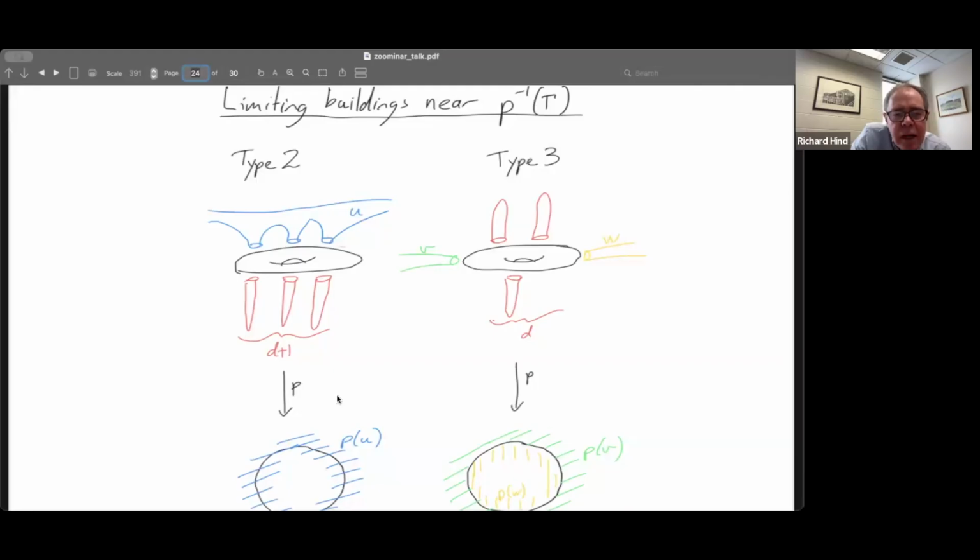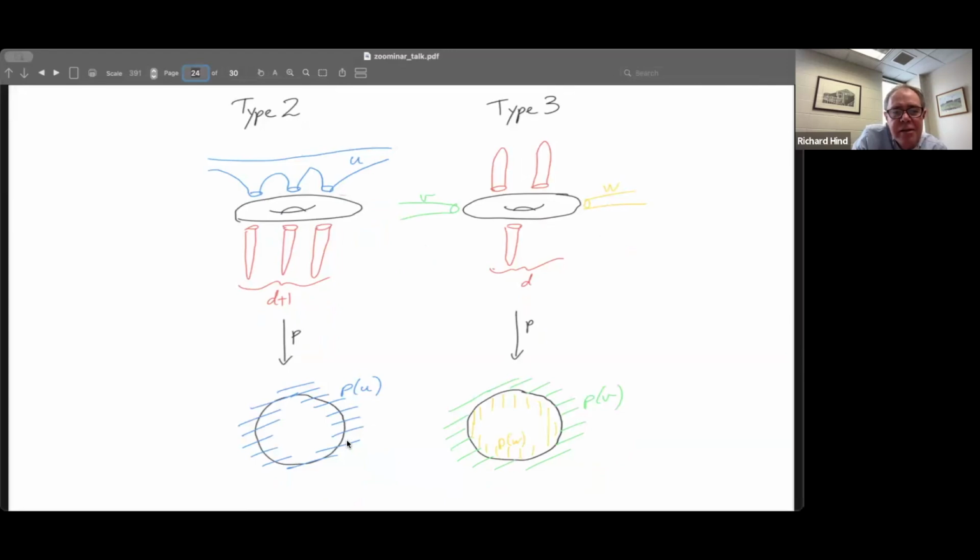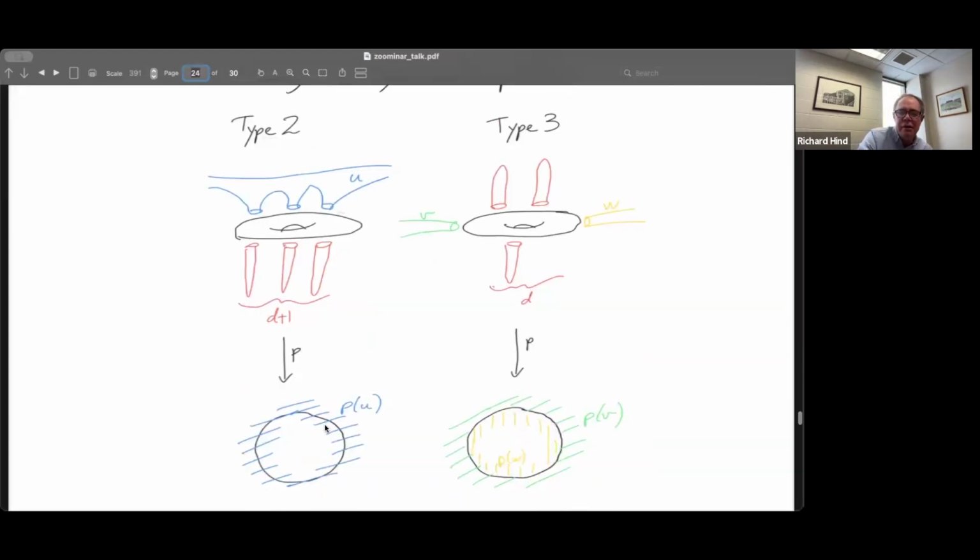This circle on the bottom is supposed to be gamma. So this is a picture near P inverse of gamma, and P inverse of gamma is the Lagrangian torus. You do some positivity of intersection arguments, and there's two scenarios. Either there's one curve nearby that projects injectively, the blue curve, which I'm calling type 2, or there's two curves nearby that project injectively. So one of two scenarios happens.